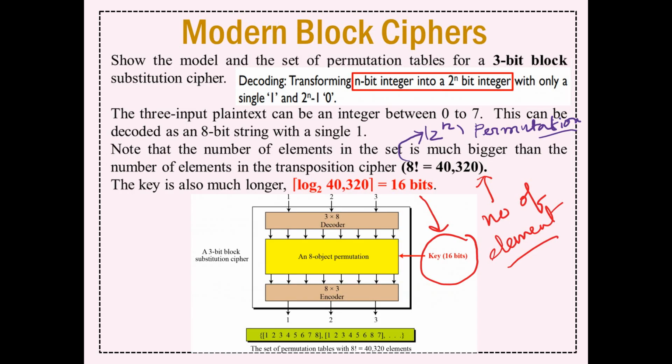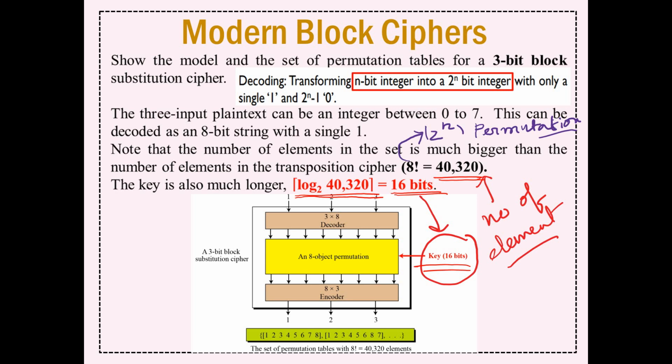I'll give you the same example. This is basically a 2 to the power n permutation we are doing, and based on that we get 40,320. We take the log of this whole thing and get around 16 bits. The same 3-bit block cipher which we used for transposition generated a 3-bit key. But for a substitution cipher, the same 3-bit block with 2 to the power n factorial generates a 16-bit combination of elements.